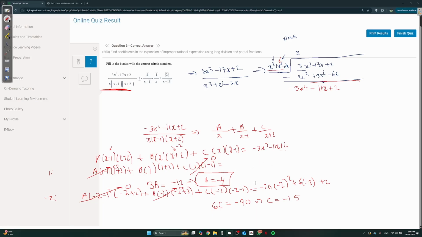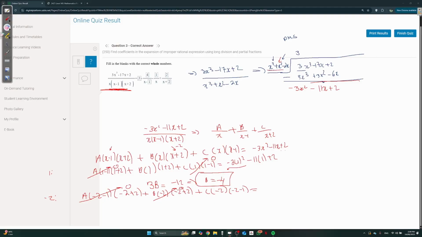What did I substitute? I substituted 1 here, so minus 3 times 1 squared minus 11 times 1 plus 2, which gets you, does this get you 12? Minus 3 minus 11, yeah, it gets you 12, so that's a coincidence. But anyways, moving on.